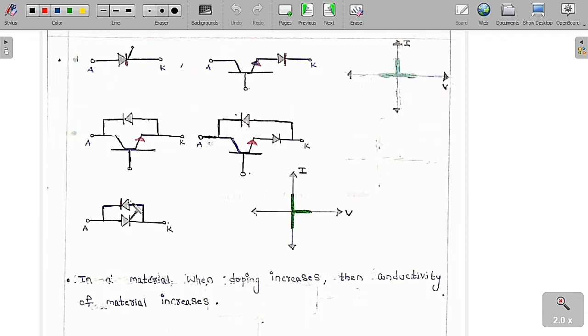Similarly, SCR with an antiparallel diode, I have already told you, if you give a positive voltage, it can block the forward voltage whenever the gate current is zero. And after that, it is going to have the conduction in the forward region. If you give negative voltage, this diode is going to conduct. So therefore, current is going to flow, with a voltage drop of zero. So for these three devices, this is the graph, and for these two devices, this is the graph.